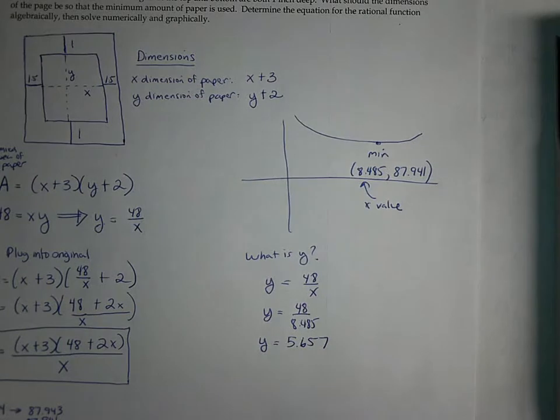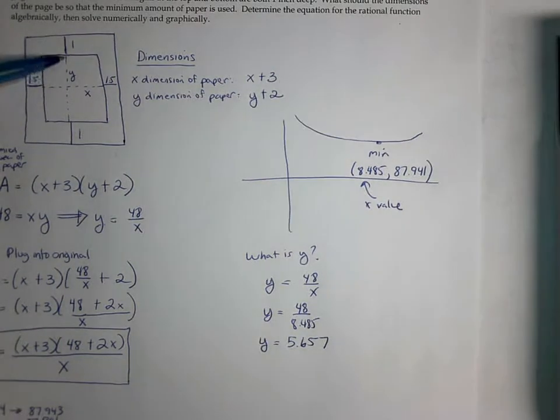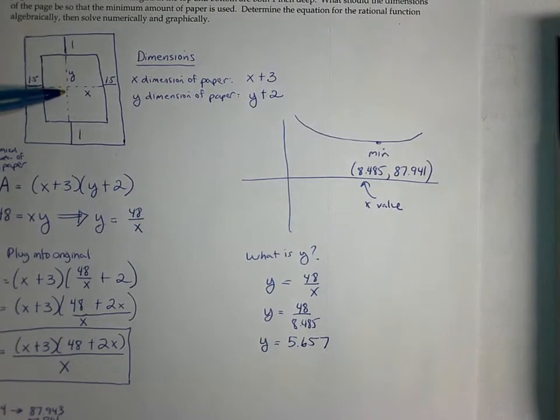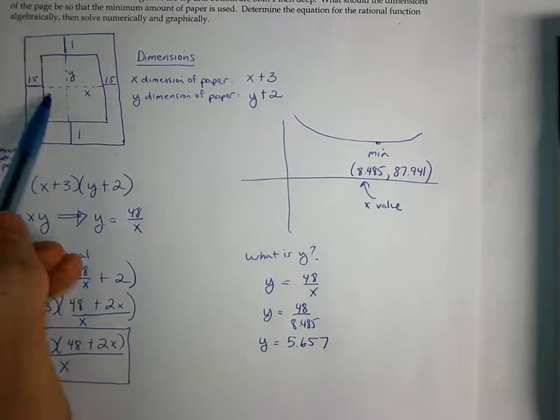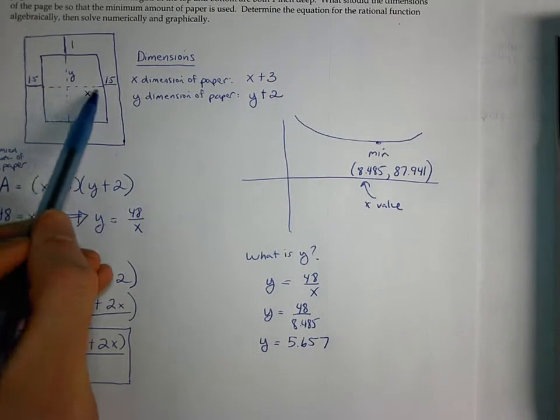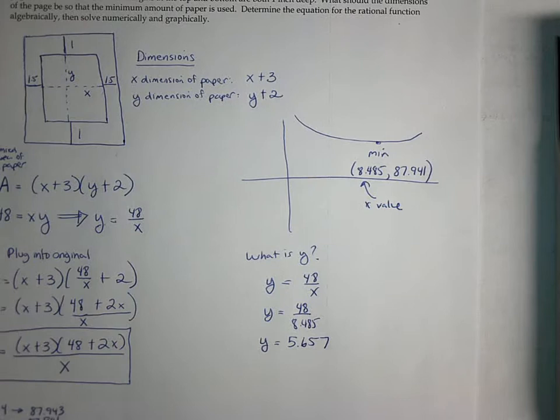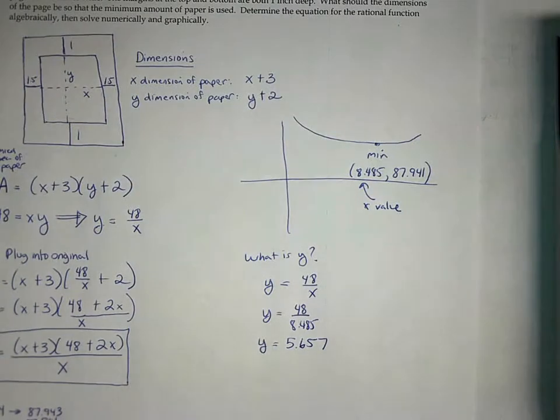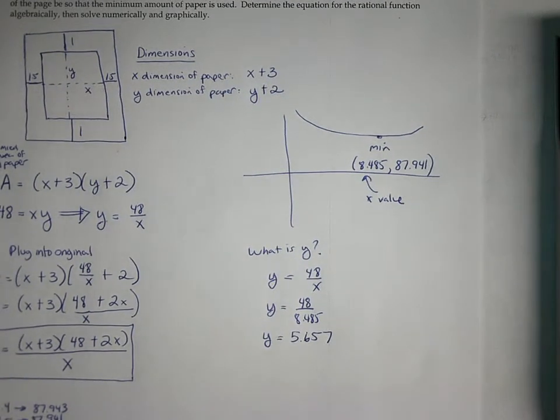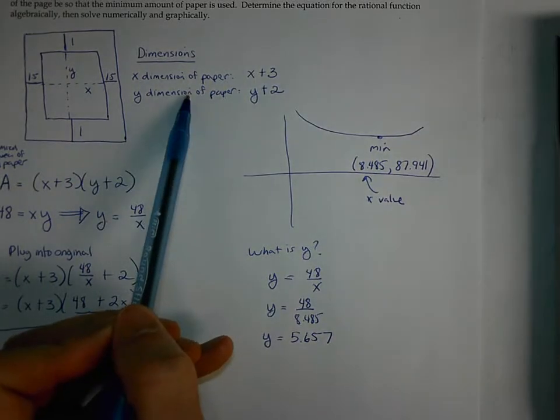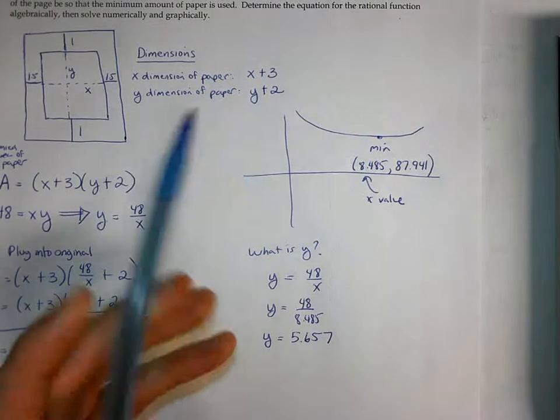Now, does that actually tell me what the length and the width are going to be? No, it really doesn't. What this tells me is that the y height here is going to be 5.657, and the x length here is going to be 8.485. So that tells me the printed area. So it's not an 8 by 6 or 12 by 2 that we thought. It's this decimal combination of 8.485 and 5.657.